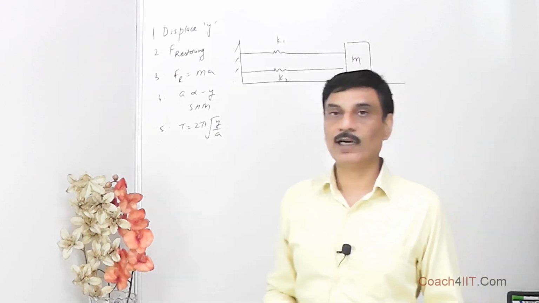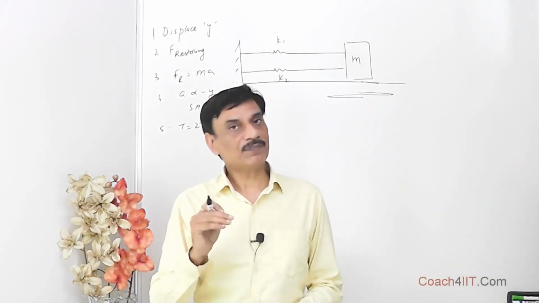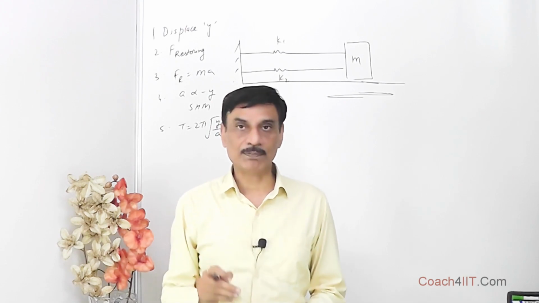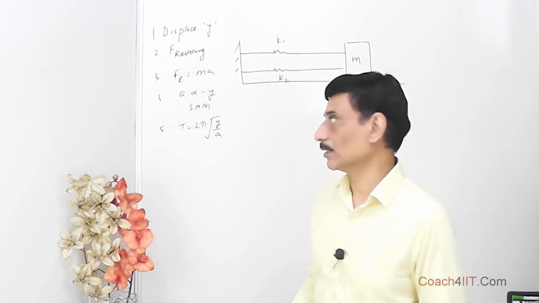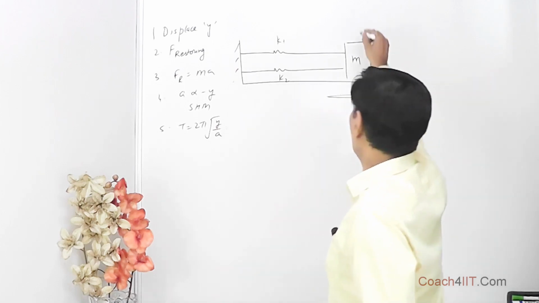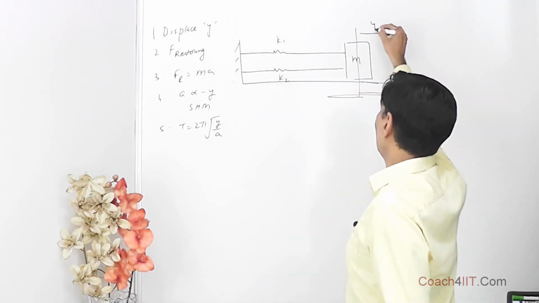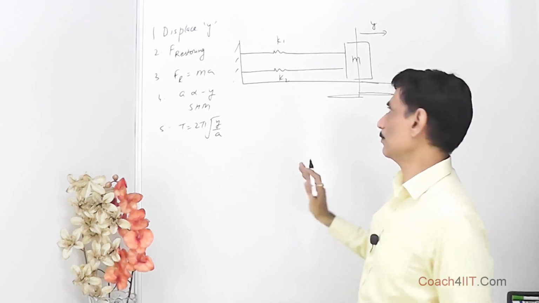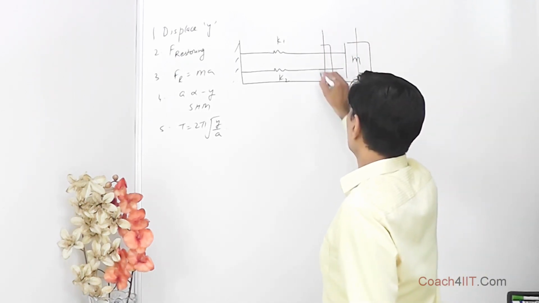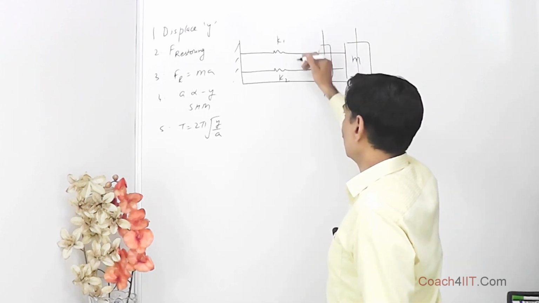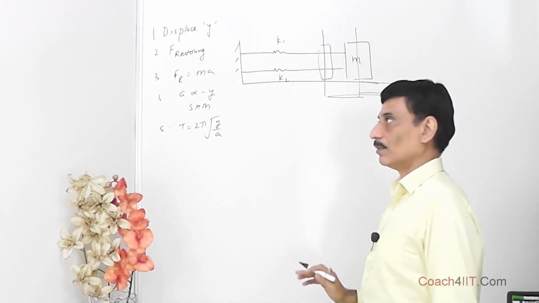We intend to find out whether this is going to be SHM. If this is going to be SHM, then what is the time period for these oscillations? So what we do is we adhere to our basic approach. First of all, we move it by a distance y. We can also compress it, it doesn't matter. Let's compress it this time. So when it goes from here to here, both the springs get compressed, right?